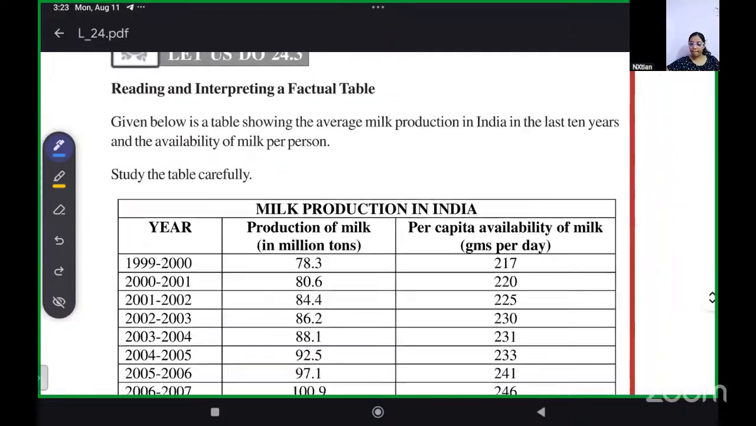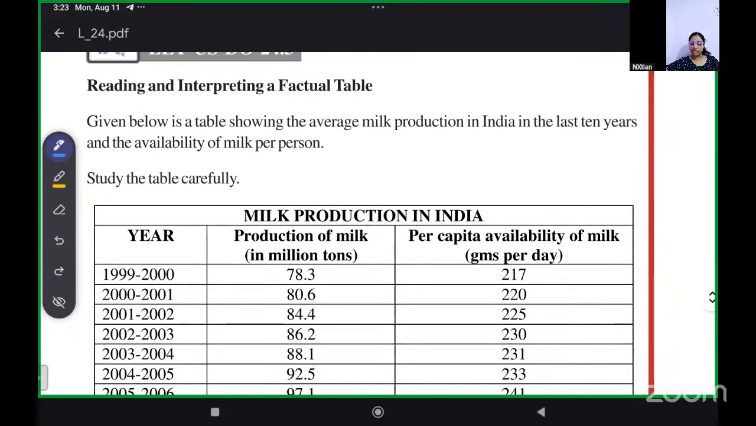Now, reading and interpreting a factual table. Given below is a table showing the average milk production in India in the last 10 years and the availability of milk per person. What is the table? Average milk production in India in the last 10 years. Means, in the last 10 years, how much milk, on an average, was produced in India? And how much milk is available per person. That is there.